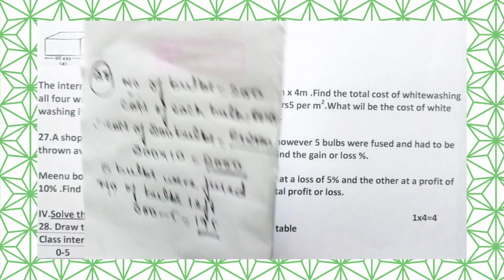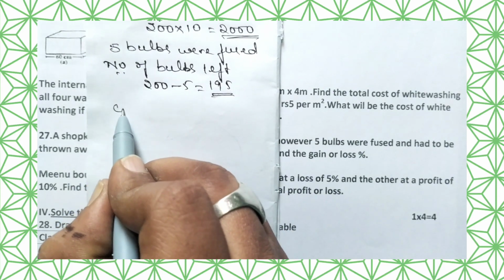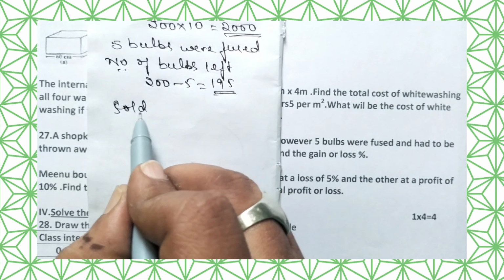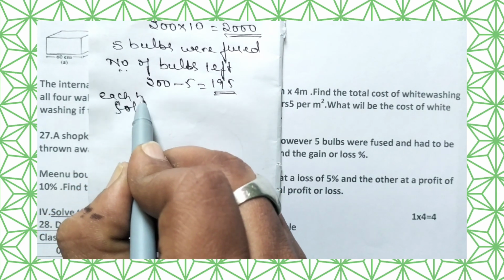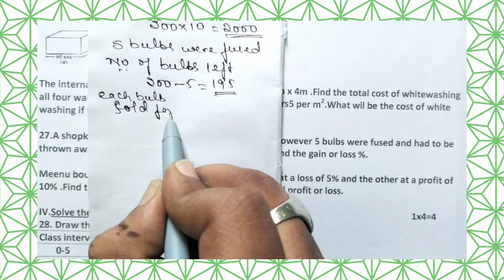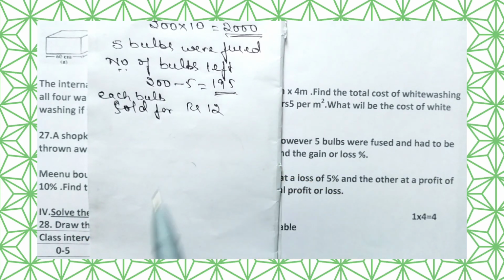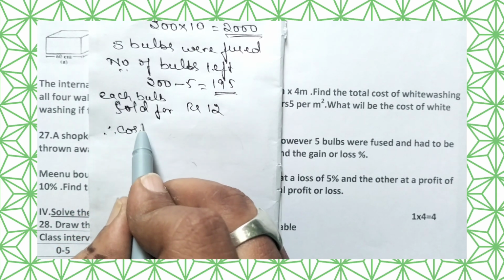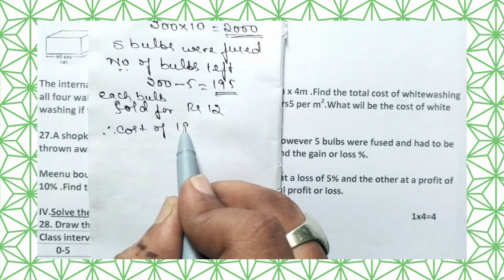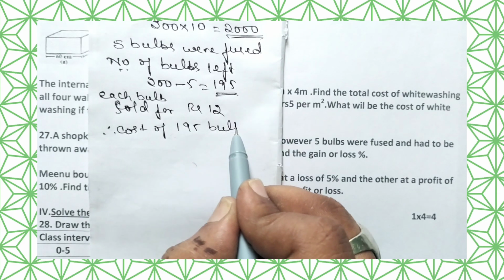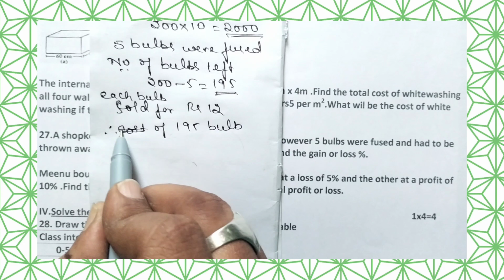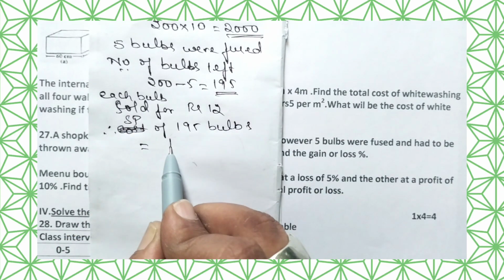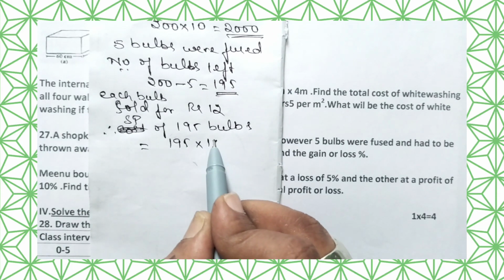They sell each bulb for 12 rupees. So each bulb sold for rupees 12. We are selling each bulb for 12 rupees. Therefore, the selling price of 195 bulbs, let us take selling price, not cost, is equal to 195 into, for one bulb, 12 rupees.